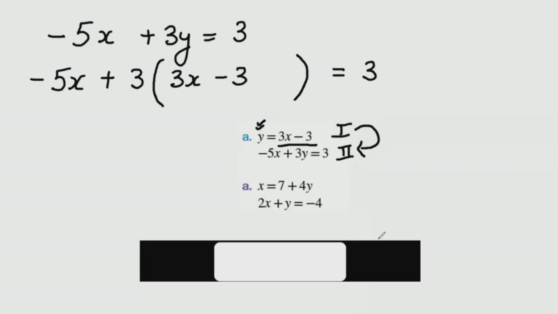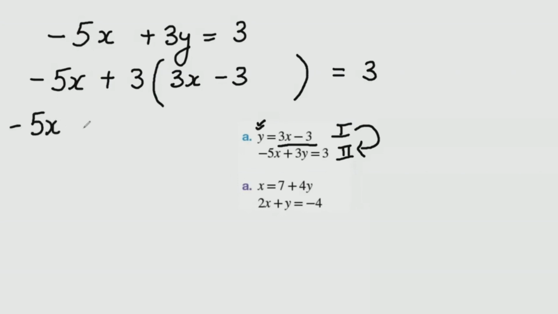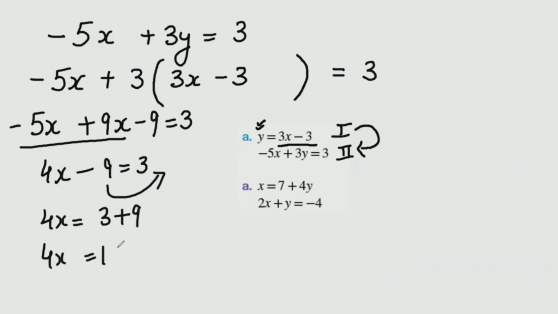What we need to do is open the brackets. Minus 5x plus 9x minus 9 is equal to 3. Now it's just a simple linear equation. We have to solve it. Minus 5x plus 9x means 4x minus 9 equals 3. I'll take 9 to the other side. 4x will be equal to 3 plus 9. 4x will be equal to 12 and x will be equal to 3.